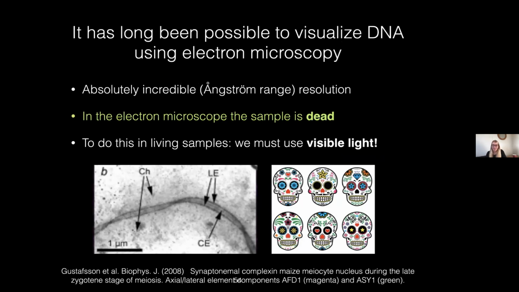So here's an example of synaptonemal complex in mice, myocyte, and it's meiosis. So we see the two sister strands of chromatin wrapping around each other, and we can really look at that in incredible detail, but this sample is dead. So this is why we want to do this with visible light.